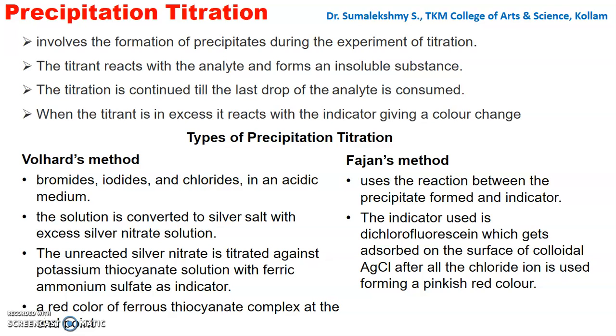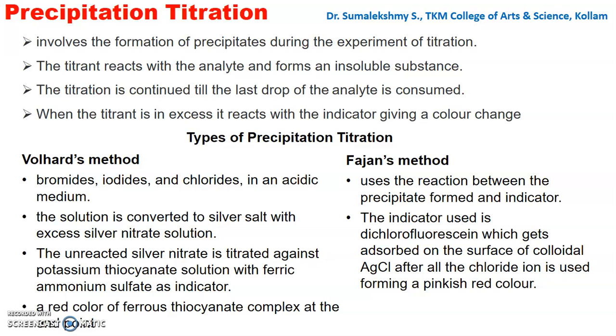For example, if you are analyzing chlorine using silver nitrate, it reacts with chlorine to form silver chloride, which is a sparingly soluble compound. So silver is added till chlorine completely precipitates as silver chloride, and the endpoint of precipitation titration is monitored using indicators. There are different types of precipitation titration.